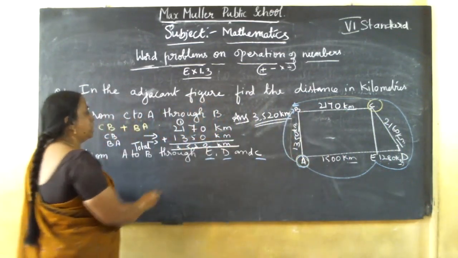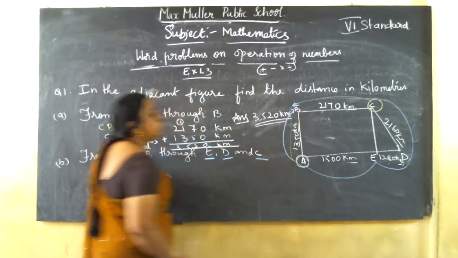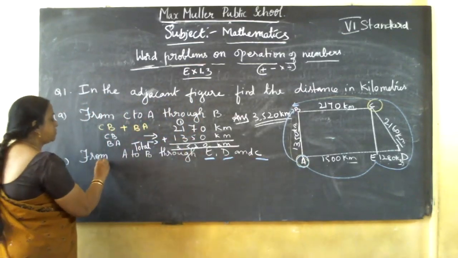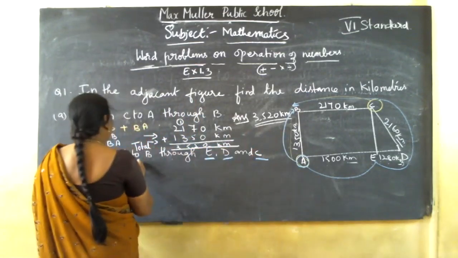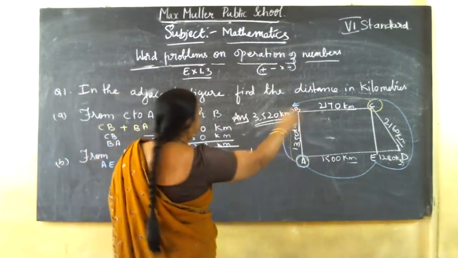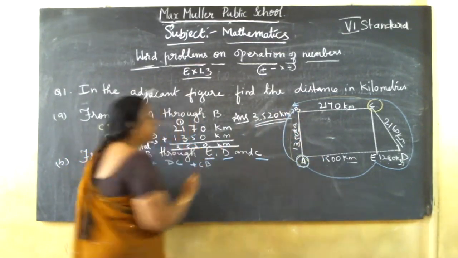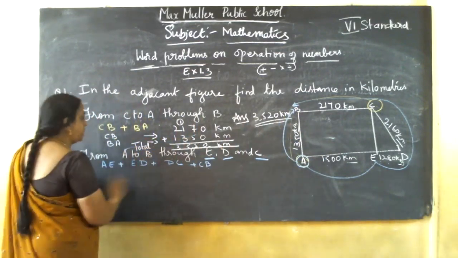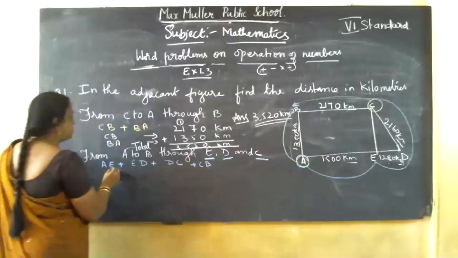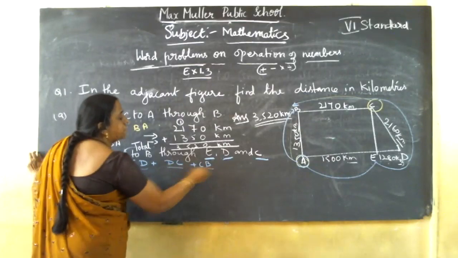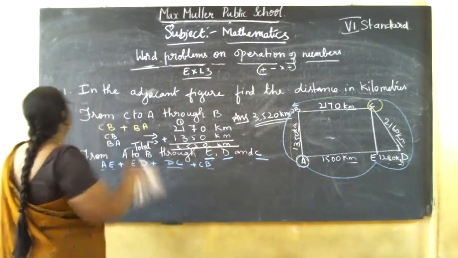But in the question, how they are given, you should find distance through E, D and C. So what all you should add? Distance from A to E, plus distance from E to D, then D to C, plus C to B. Got it? Now you should go A to B, but through E, D and C. So if you add the distances AE, ED, DC and CB, you will get the total distance. So we'll go for AE. I'll rub and I'll do here.